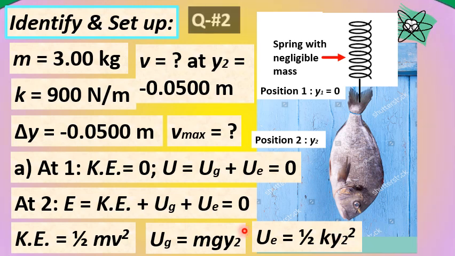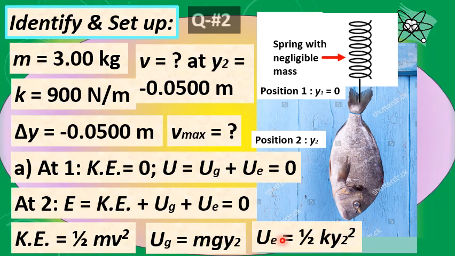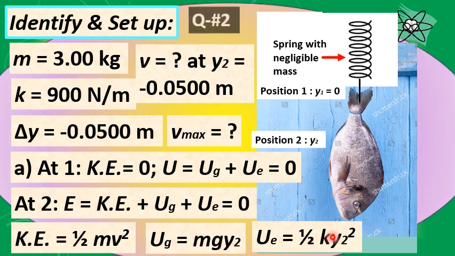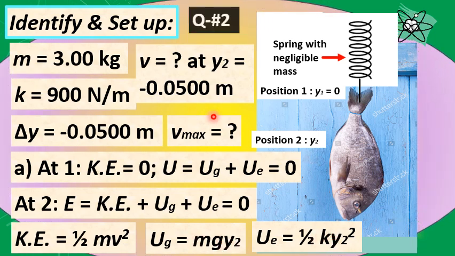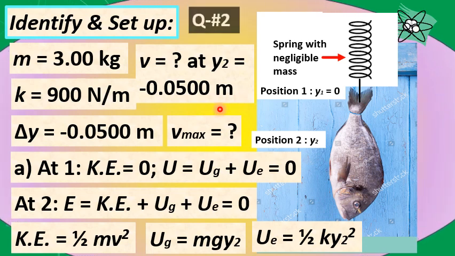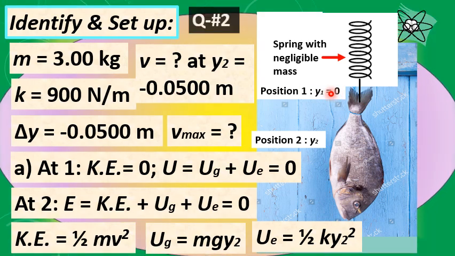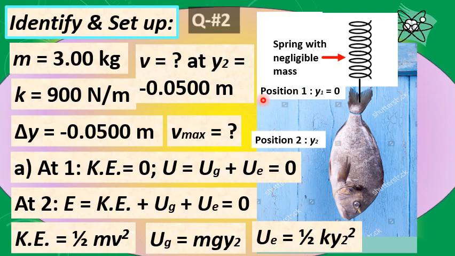Take note that in both equations for the potential energy, y sub 2 is defined as the delta y, or the change in position, when the fish is displaced by 0.0500 meters below the reference, at position number 1.